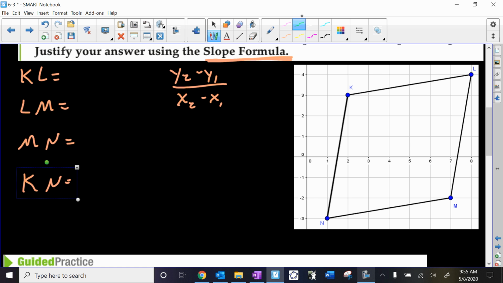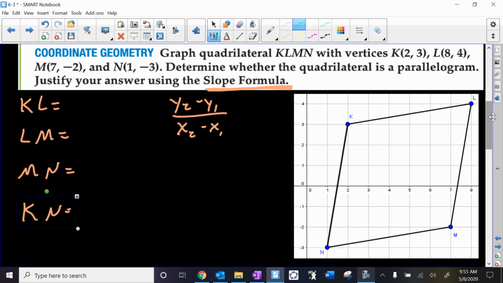So for KL, I'm going to go 4 minus 3 over 8 minus 2. 4 minus 3 is 1. 8 minus 2 is 6. For LM, that slope is going to be a positive 6. MN comes out to 1/6. And KN is going to come out to 6.